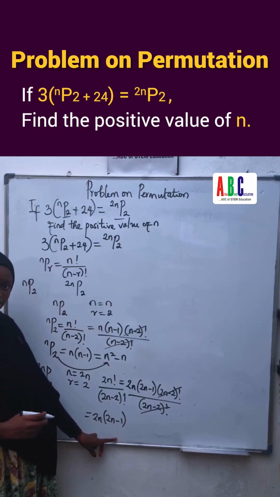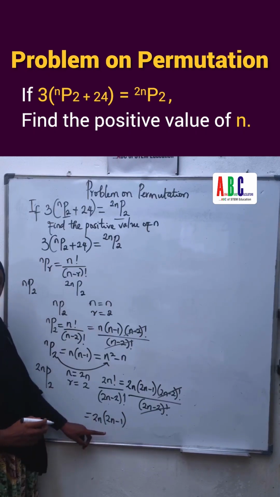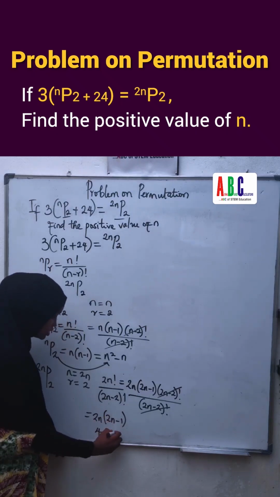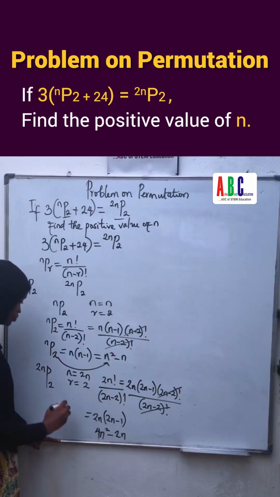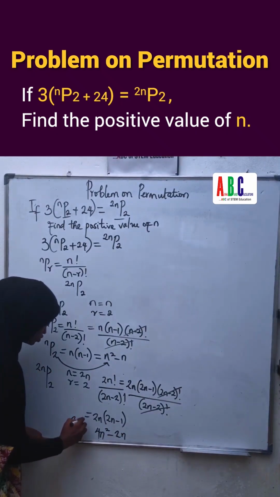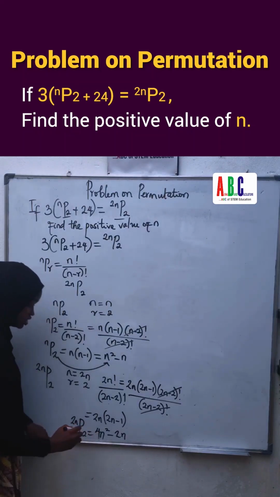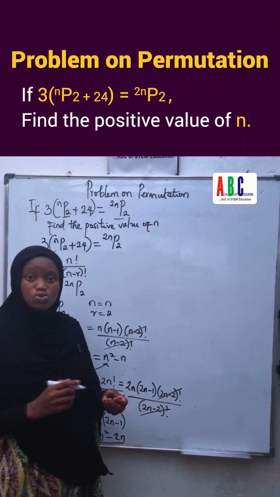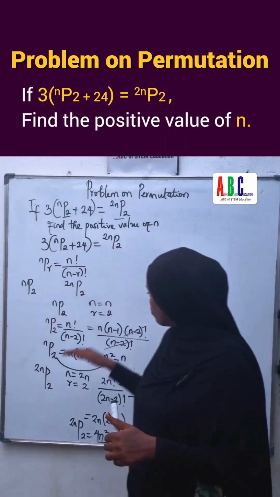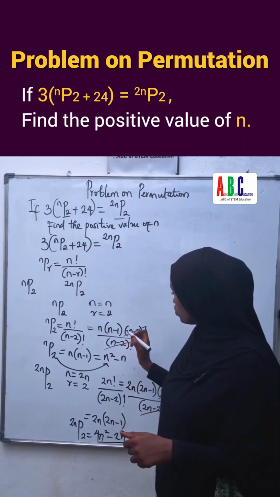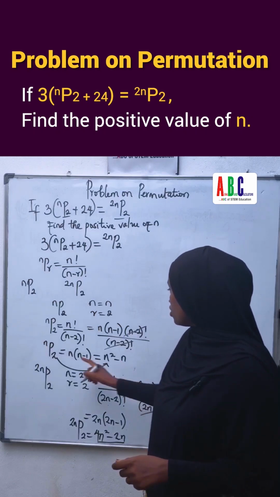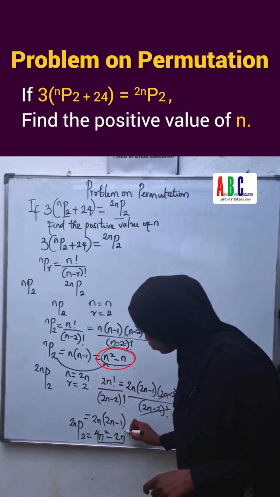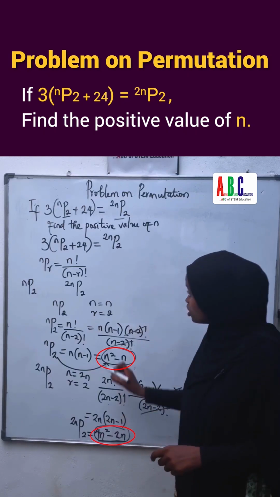Let's expand this bracket here. 2n times 2n gives us 4n squared, minus 2n times 1 is 2n. So when we simplify 2n permutation 2, it gives us 4n squared minus 2n. At this point, what we need to do now is to substitute the values we have here. We're going to substitute n squared minus n, and also 4n squared minus 2n, into the expression.